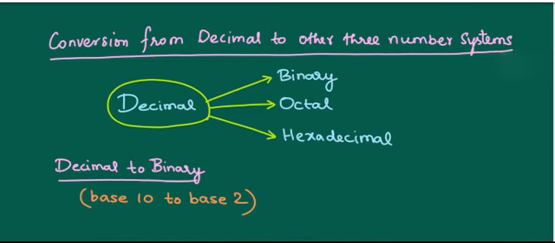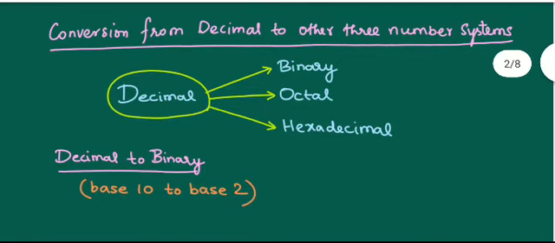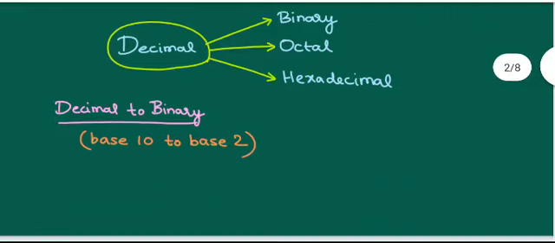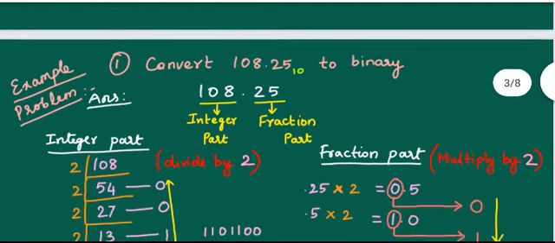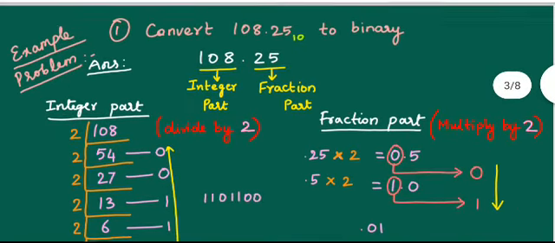Only problems we are going to discuss: conversion from decimal to the other three number systems. So decimal to binary, decimal to octal, and decimal to hexadecimal. First one, decimal to binary, base 10 to base 2. We'll see an example problem.